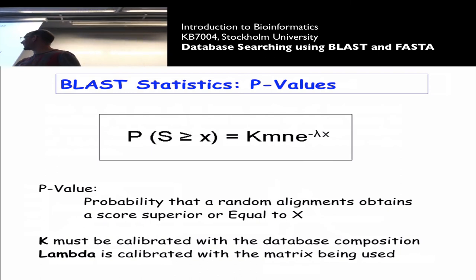K depends on the database composition, so you calibrate these factors, and they depend on the matrix being used. If you have a BLOSUM matrix, you have another value of lambda than with a PAM matrix. There is a condition, I think, that you have to have a matrix with an average score less than zero, but that's nothing. So this is a p-value: the probability that a random alignment obtains a score equal to x.